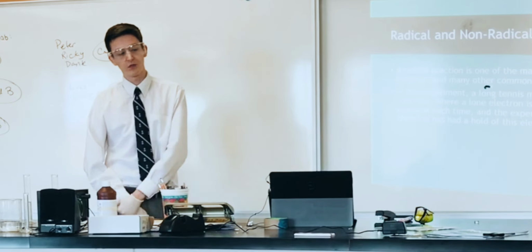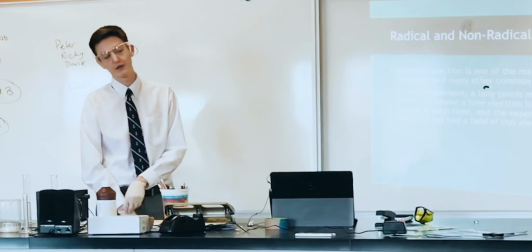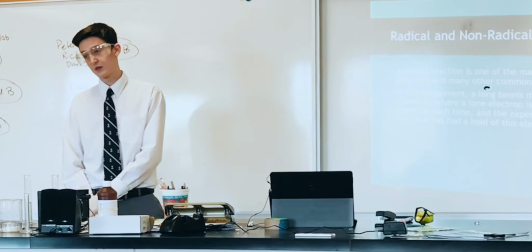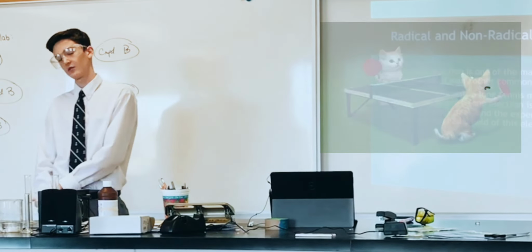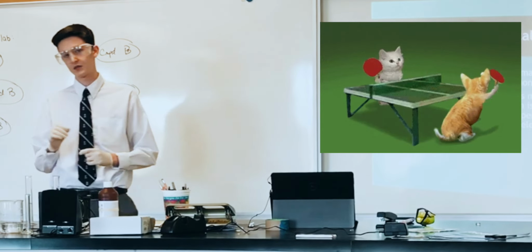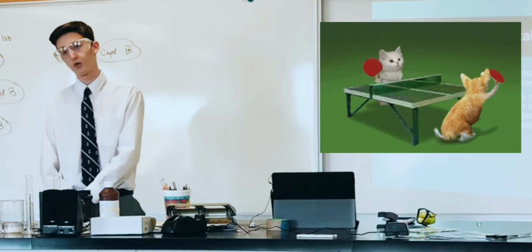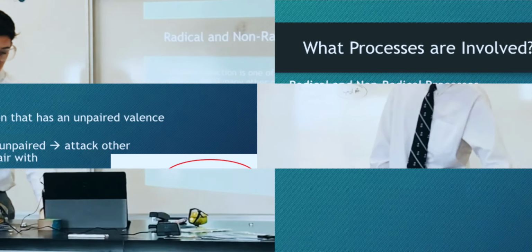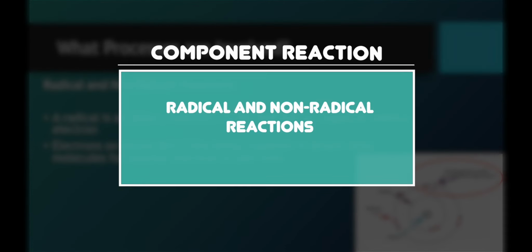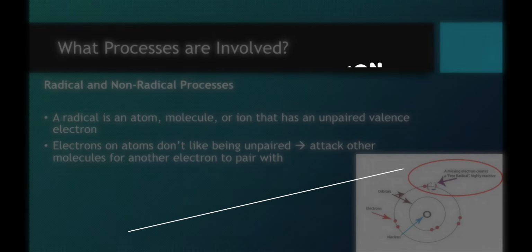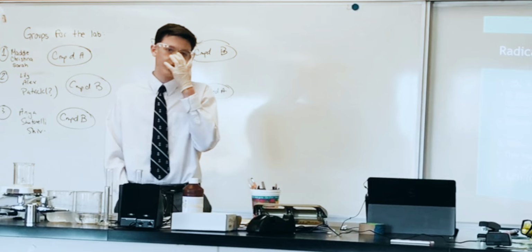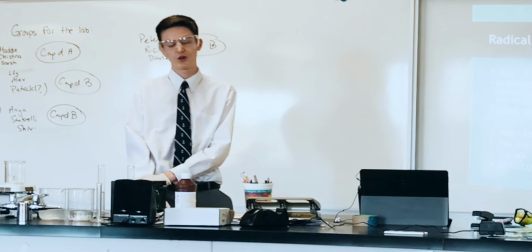To make things a bit simpler for you guys, a radical reaction is one of the main methods for creating polymers and many other common organic synthesis reactions. In this specific demo, a long tennis match is basically occurring. A lone electron is being passed around to each chemical, and until each chemical is out of hold of this electron, the reaction will stop. There are actually over 17 reactions in this demo, but I just picked the two main component ones to make things a bit easier to understand.